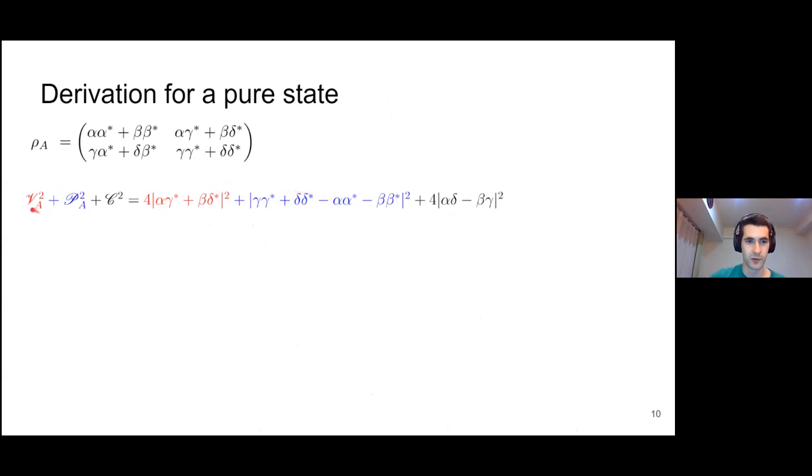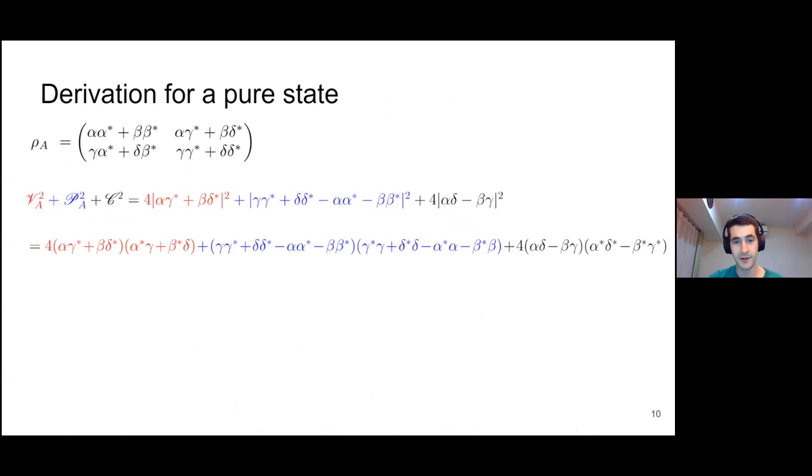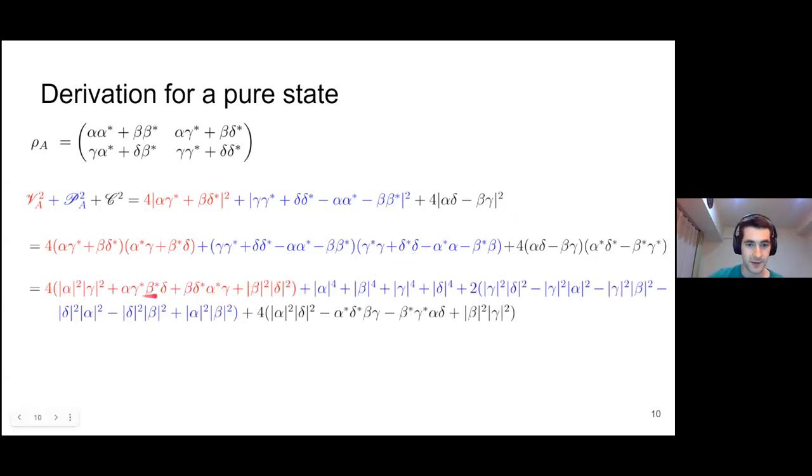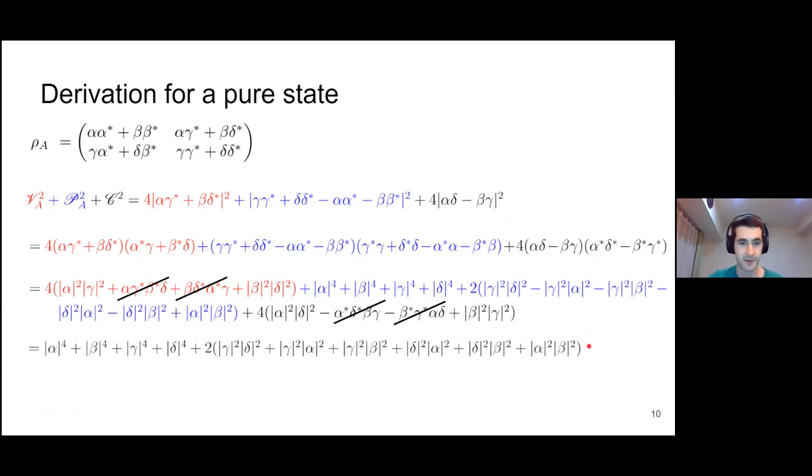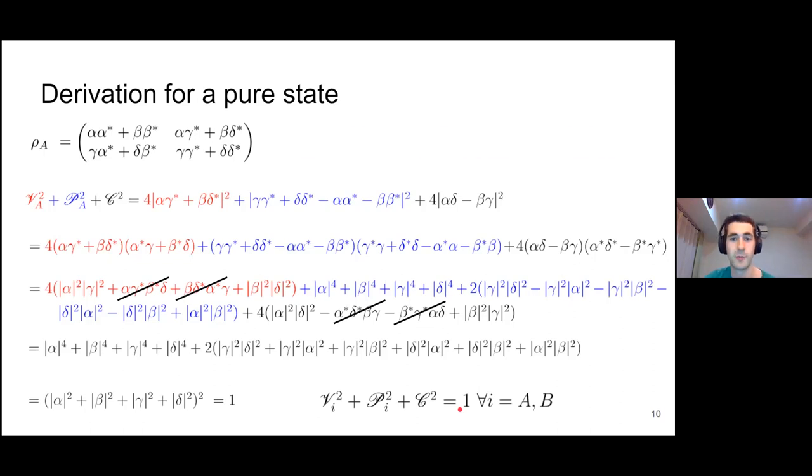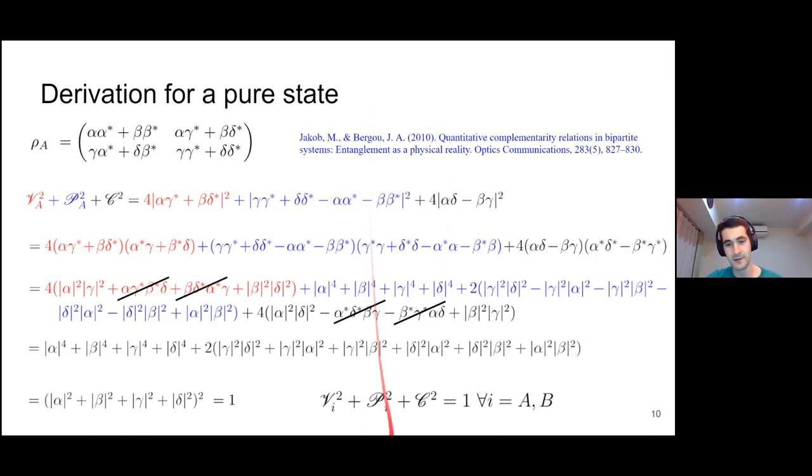So then if we look just at one qubit, let's say qubit A, and we write V squared plus P squared plus C squared for qubit A, it looks like this from the definition. Then if we expand the norm squared, we get this expression. And if we distribute the terms and identify all the norm squares that we can, we get this. And here we can see that some terms cancel each other, those ones, and we are left with this expression. And this is nothing else than the norm of our state to the power 4, which is equal to 1 because it's normalized. So we can see that we have this relation that the visibility squared plus predictability squared is now completed by the concurrence, which is a measure of entanglement, and it is always equal to 1 for a pure state. And this is what was pointed out by physicists Jakob and Bergou, and this is the relation we want to try to verify in our work.